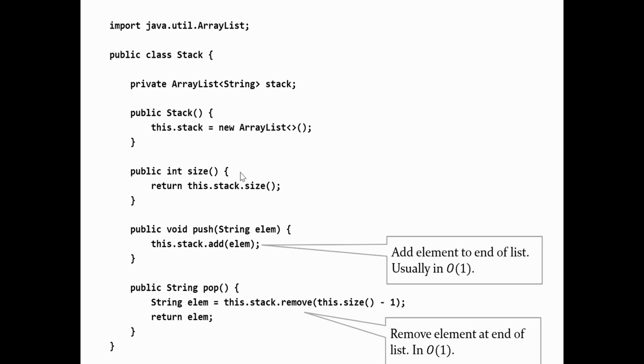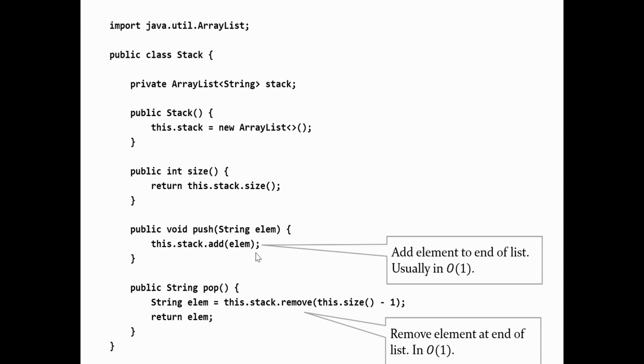It's useful to know how many elements are in a stack, so it's useful to implement a size method for your stack. How many elements are in the stack? Well, it's just the number of elements in the list. How do I push a string onto the stack? Well, I just add an element to the end of the list. How do I pop an element from a stack? Well, I just remove the last element, so I can just remove the element at size minus 1. For an array list, when you remove an element at the end of the list, that occurs in constant time, so that's O(1).